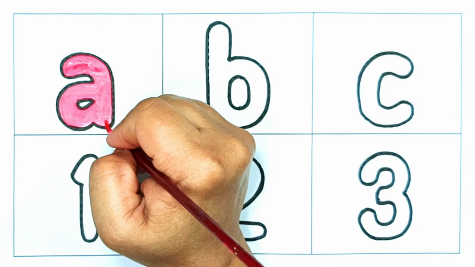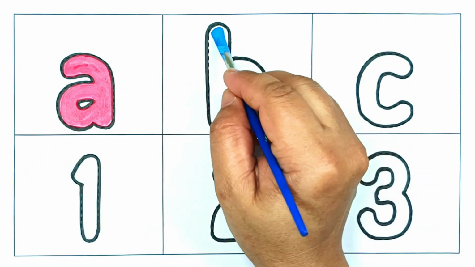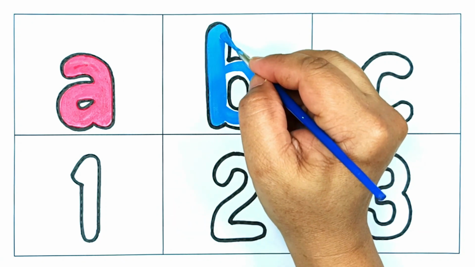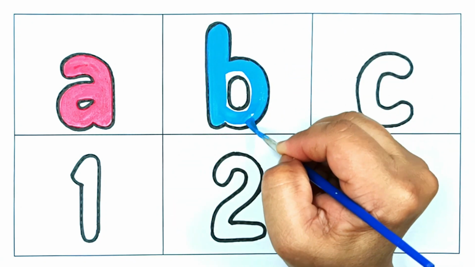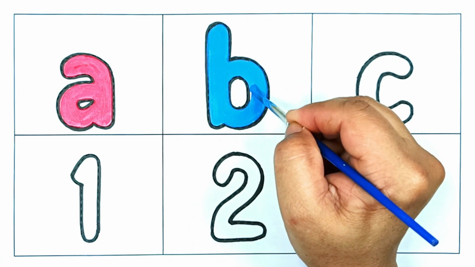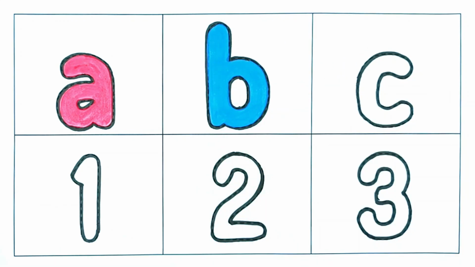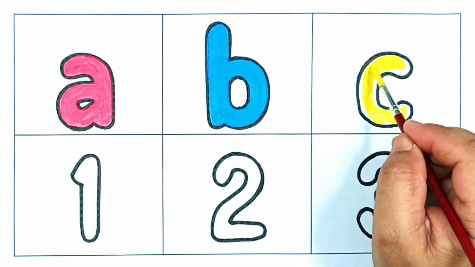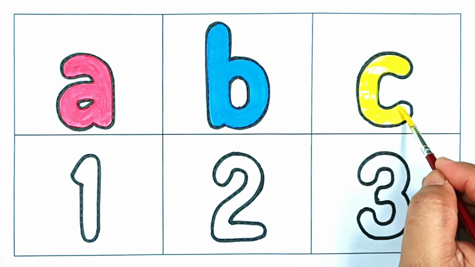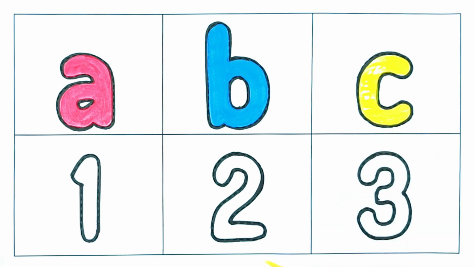A for apple, A for apple. B for ball, B for ball. C for cat, C for cat.